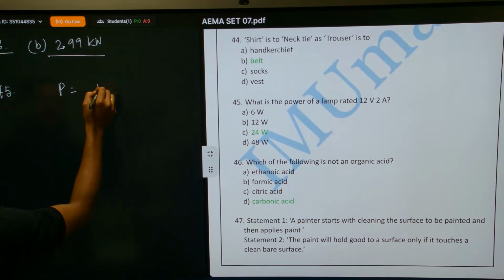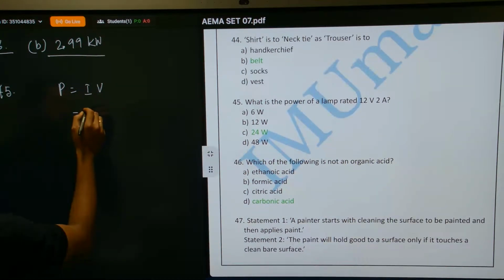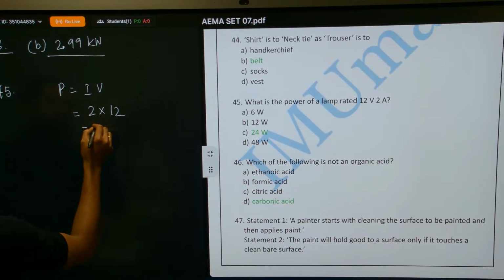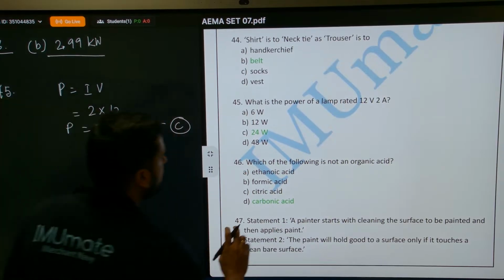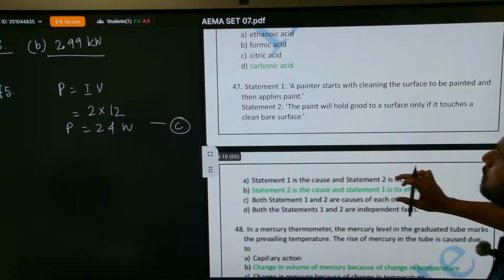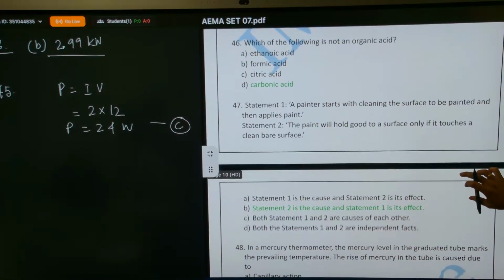Power equals VI. So just multiply 2 into 12. We get 24 watt. Option C. I'm writing this down again for those who just came online.